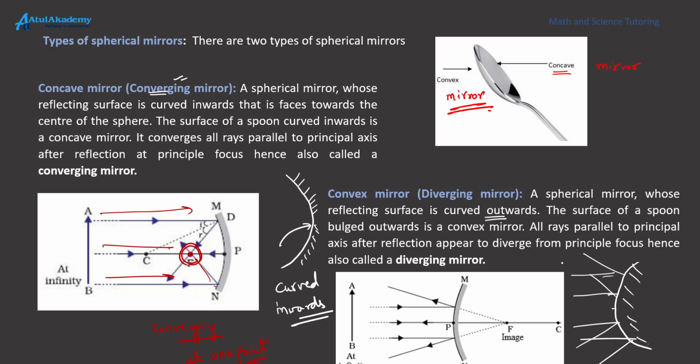I'll talk about the principal focus and principal axis later on. Just understand what a convex mirror and a concave mirror are. So I hope it is clear. A concave mirror is one in which the reflecting surface is curved inwards, and a convex mirror has a reflecting surface curved outwards.